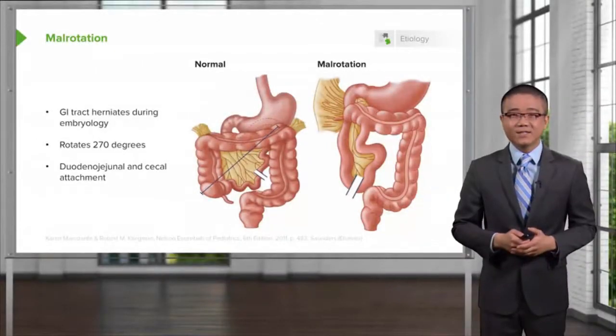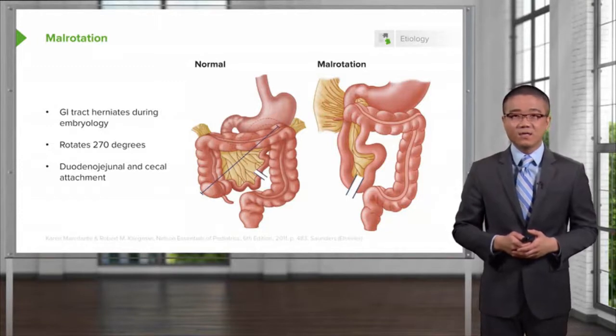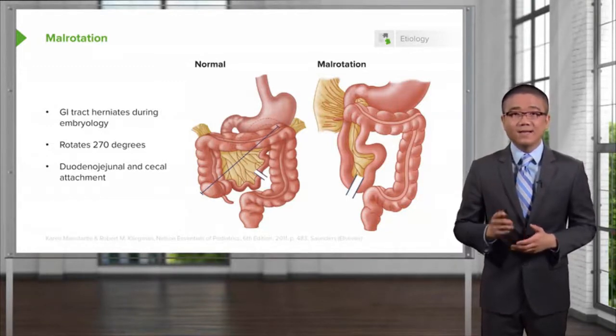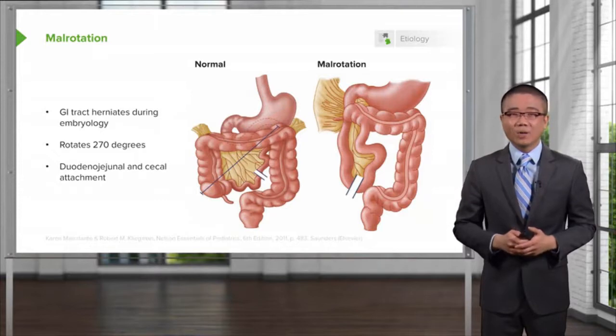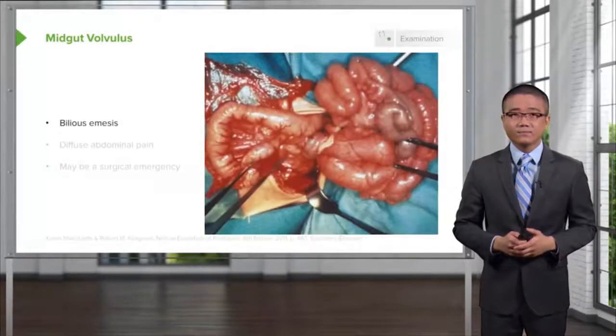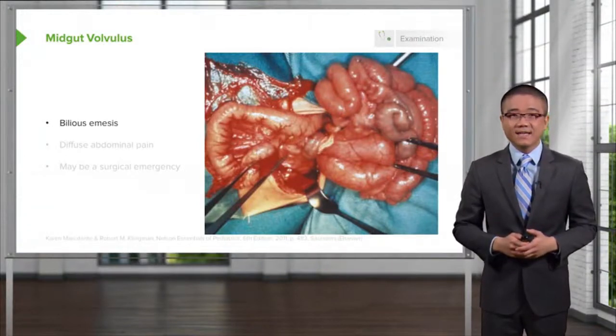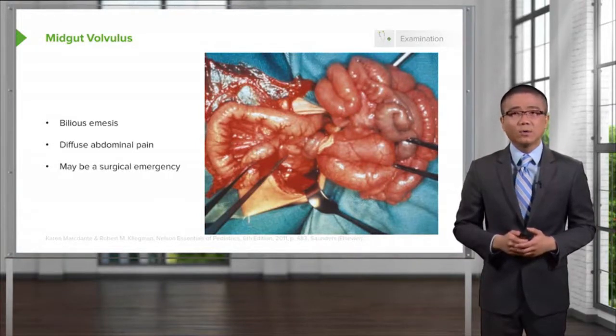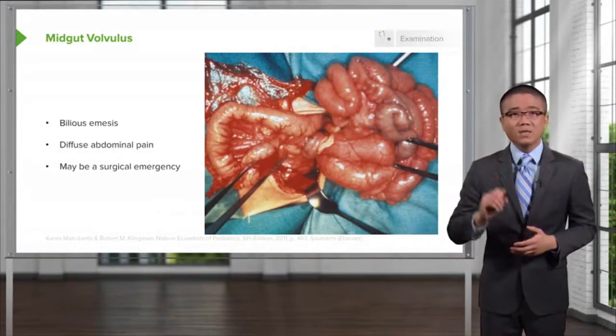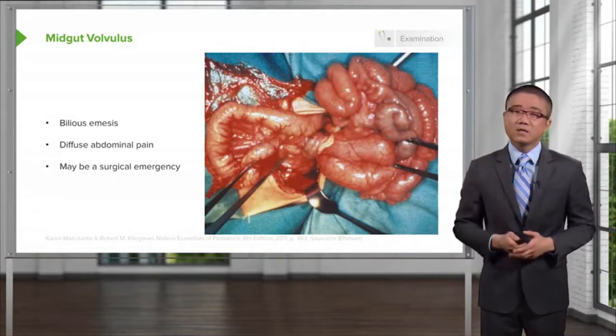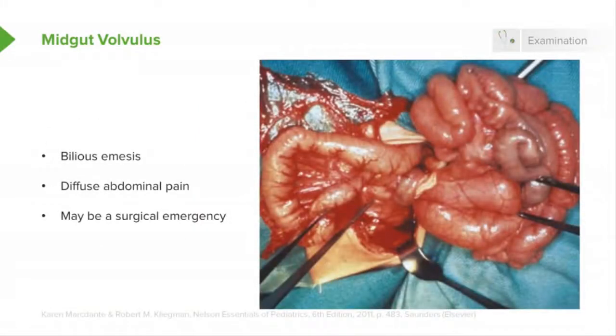However, in malrotation, as you see on the right side of the screen, duodenal, jejunal, and cecal attachments do not occur in the normal places. Midgut volvulus generally presents as bilious emesis, diffuse abdominal pain, and is usually a surgical emergency. That makes sense. When the intestines are twisted on themselves, it can cut off their blood supply. In this surgical image, you notice that the bowel proximal and distal to the loop of volvulus is distended.